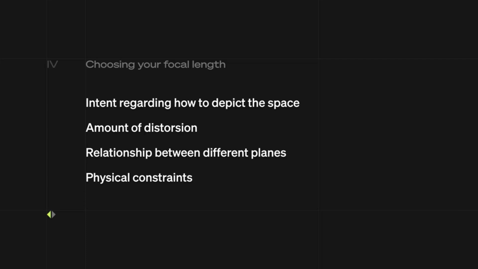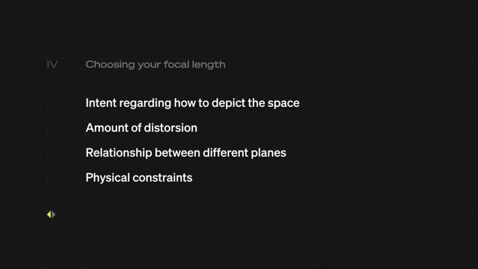It also depends on the amount of distortion you're willing to accept. If you want distortion, if you want something to look more dynamic, this is completely fine. If, on the other hand, you want something to look natural, you know that there are some focal lengths that will not work. Also, you have to deal with the relationship between different planes. A short focal length will put distance between the planes. A longer focal length will overlap them and make them relate more. So depending on how you want to depict those relationships, you will need to focus more on a certain type of focal length or another.